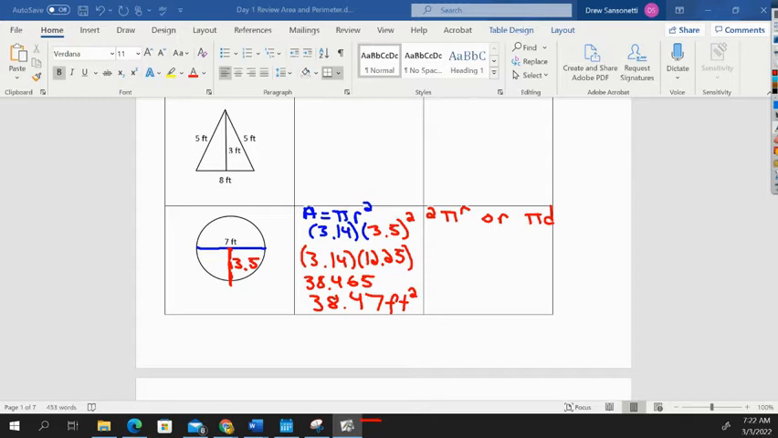Just because it's less steps, let's try pi diameter instead of 2 pi r, because there's less steps, less things to multiply. So I always think that's easier. So we'll go set it up. Instead of pi, we'll say 3.14.